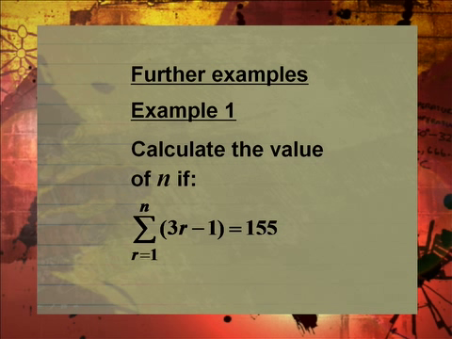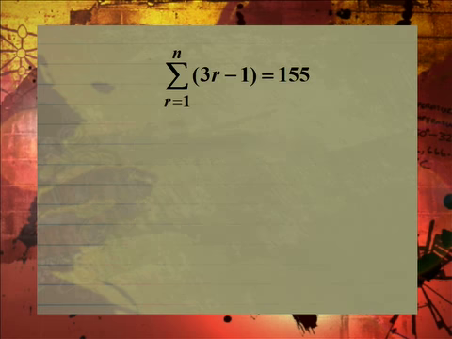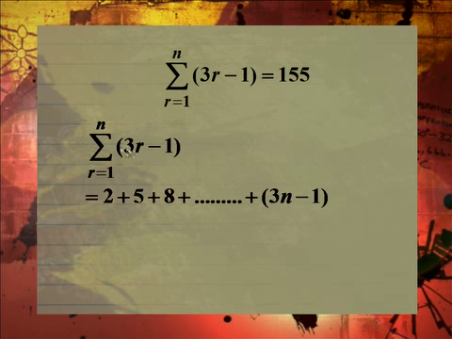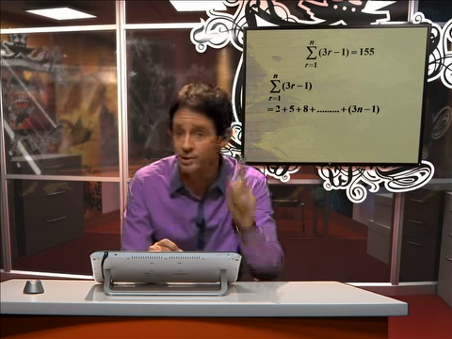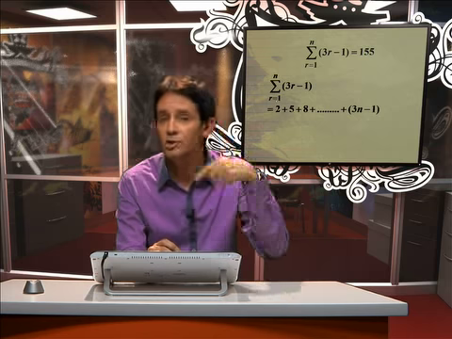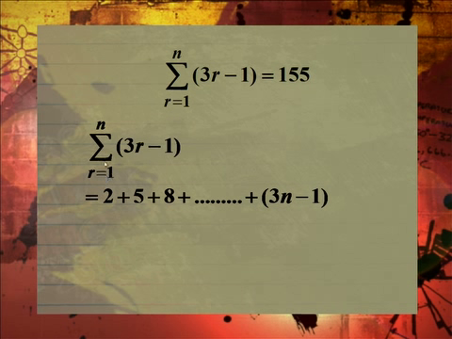Okay, well firstly, let's get rid of the sigma. How do we do that? Well, if we start at 1, we can basically get rid of it. Now look at this, let's do it together. What's 3 times 1? If you start at 1, 3 times 1 is 3 minus 1 is 2. Okay, that's sorted. Now we're going to go to 2. So r is equal to 2. 3 times 2 is 6 minus 1, which is 5.